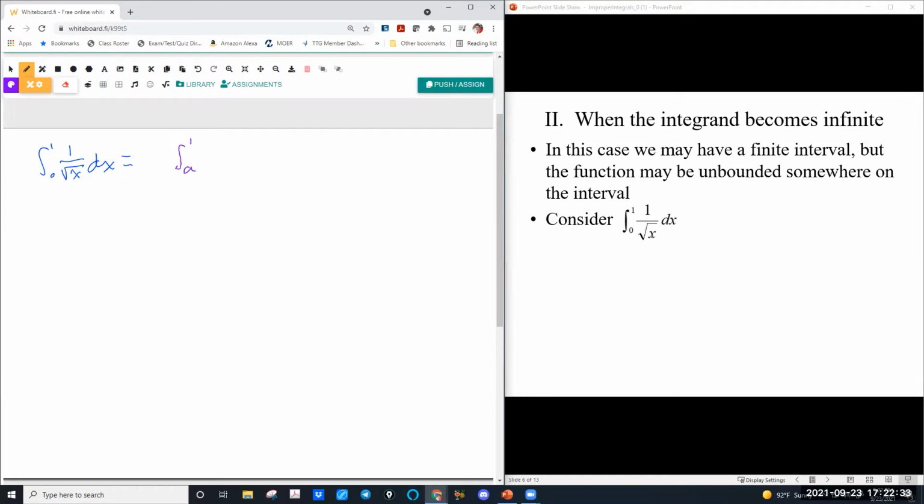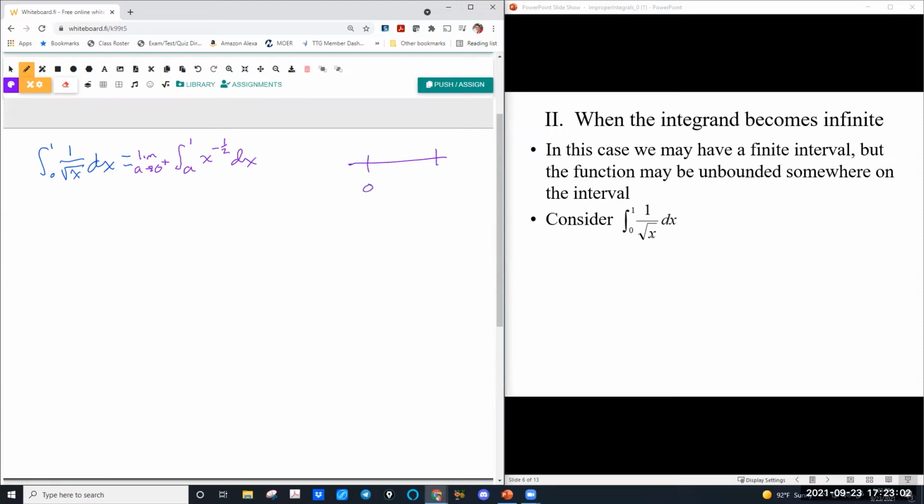Because we're going to be doing an antiderivative, we rewrite this as a power function, x to the minus 1/2 dx, and we're going to do a limit, but now the limit is no longer going to infinity. a is going to 0, and specifically it's going to 0 from the right. Let's talk about why that is.